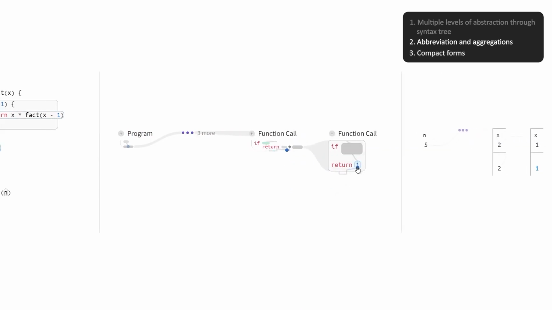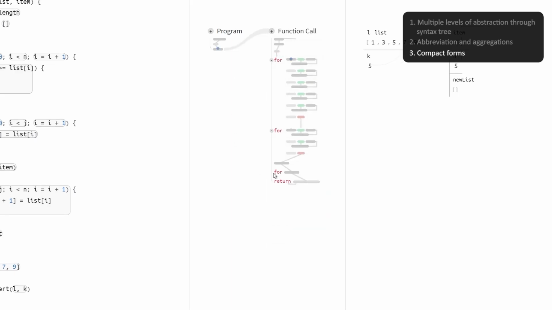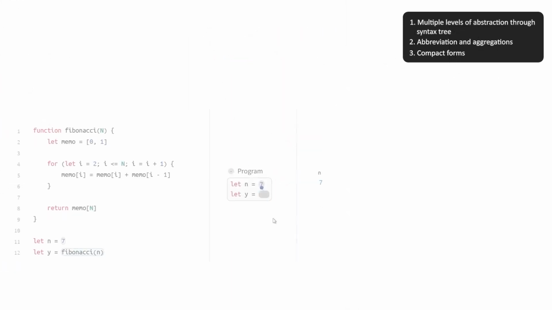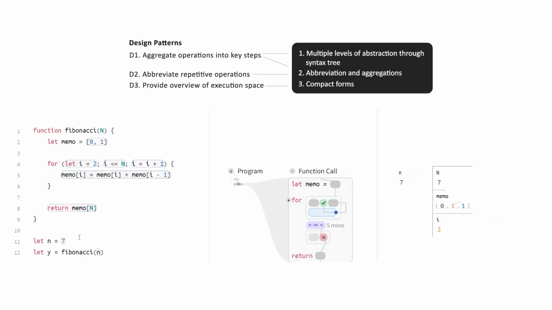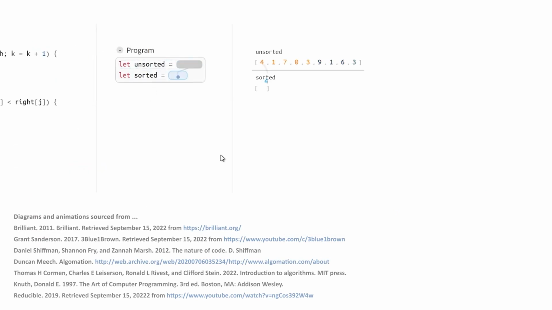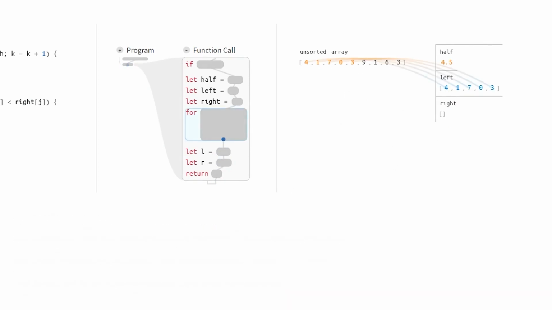The second technique uses compact forms. These provide a zoomed-out overview of the execution without having to abbreviate or lose any information. In sum, CrossCode bridges the gap between high-level representations often seen in diagrams and animations and the low-level representations used by existing program visualizations. In doing so, it enables new workflows to debug and communicate program behavior.